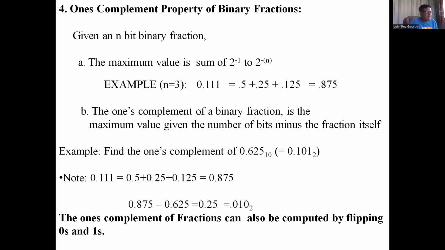So for example, what's the maximum value of 0.625? The maximum value here is 0.875, right? 0.5 plus 0.25 plus 0.125 is 0.875. 0.875 minus 0.625 is 0.25. And 0.25 is 0.010, and 0.625 is 0.101. So therefore, the same characteristic applies. If you have a fraction, you can flip the fraction and you will have its ones complement.